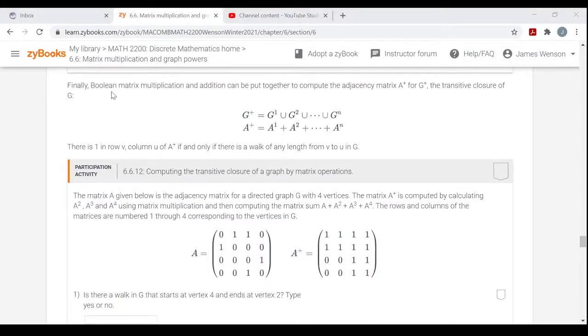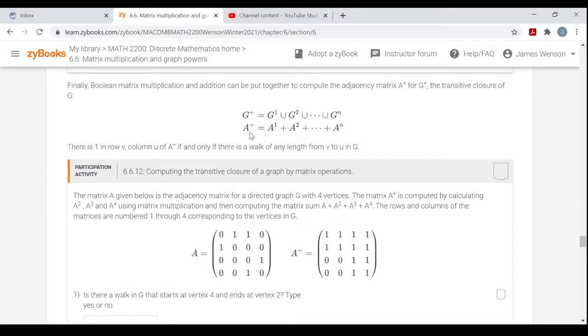Now, finally, Boolean matrix multiplication and addition can be put together to compute the adjacency matrix for, we'll call it A plus, for G plus. Remember this transitive closure that came up in section 6.5. Hopefully you recall this from 6.5. Remember, the transitive closure of a graph, G plus, was the union of all these graphs: G to the first, union G squared, union G cubed, all the way up to G to the nth, if you have n vertices.